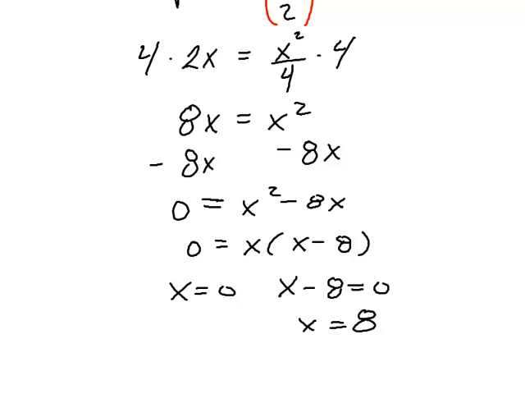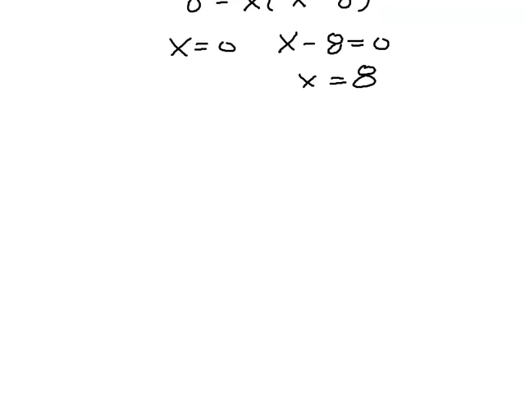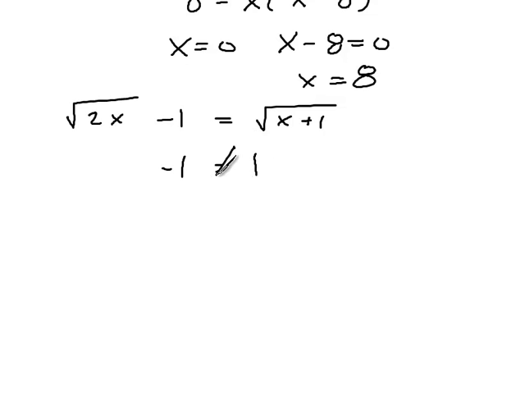So if we look back at what the original was, square root 2x minus 1 equals square root x plus 1. If we plug in 0, 0 times 2 is 0, so then we get negative 1, because the square root of 0 is 0. So does negative 1 equal the square root of 1? No. So that's not a solution.